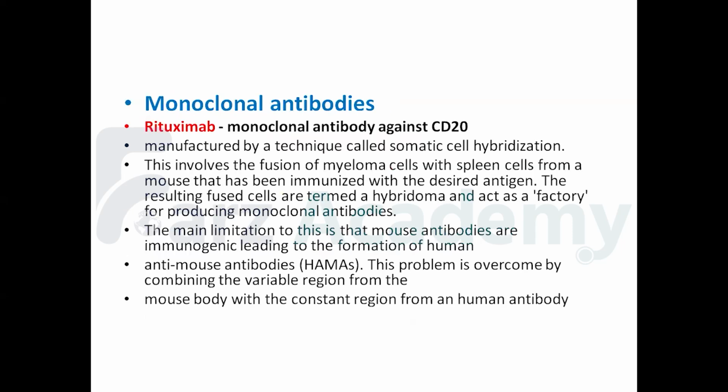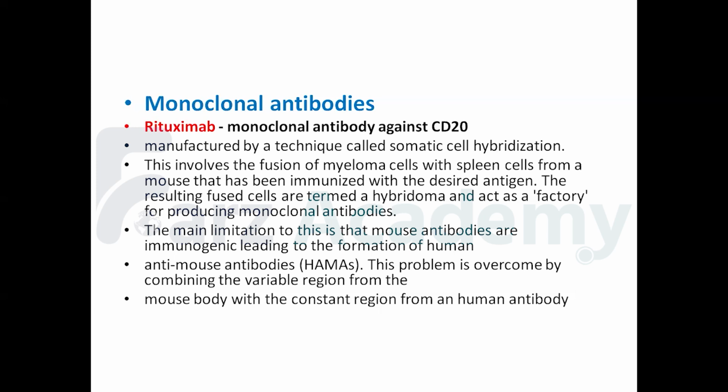So the next most important topic is monoclonal antibodies. Very commonly, questions are asked like what is the use and what is the mechanism of action. Rituximab is a monoclonal antibody against CD20. This you have to remember. It is manufactured by a technique called somatic cell hybridization. This involves the fusion of myeloma cells with spleen cells from a mouse that has been immunized with the desired antigen. So every line is important here, right? The questions have come in previous exams.